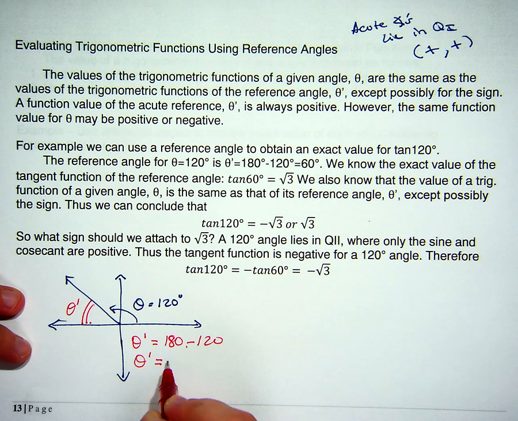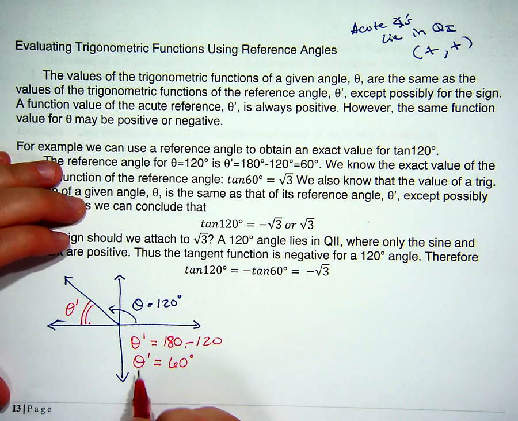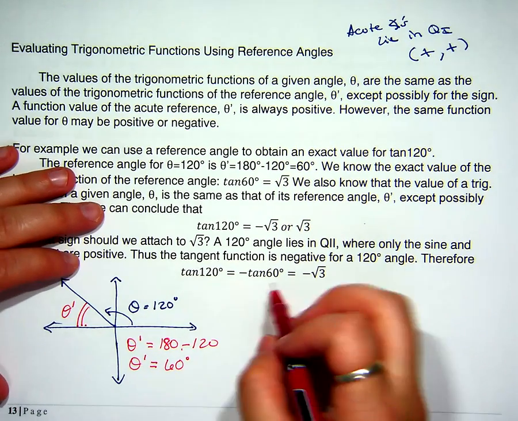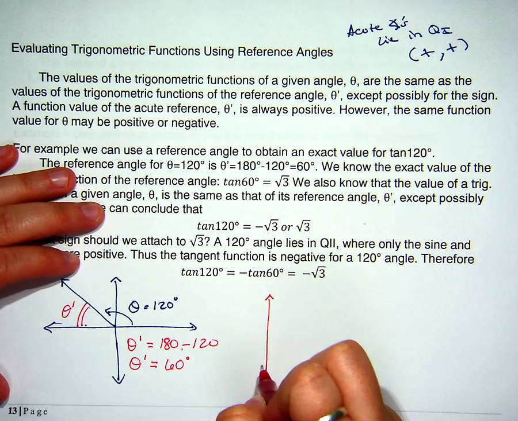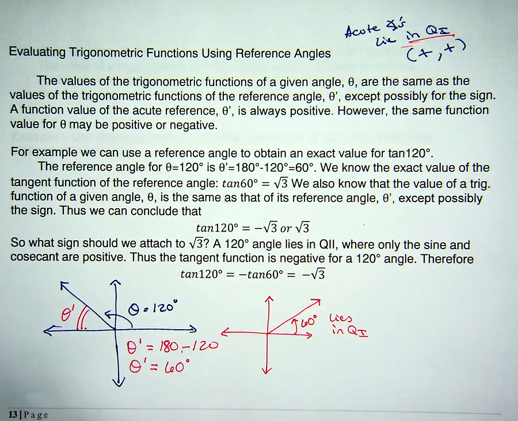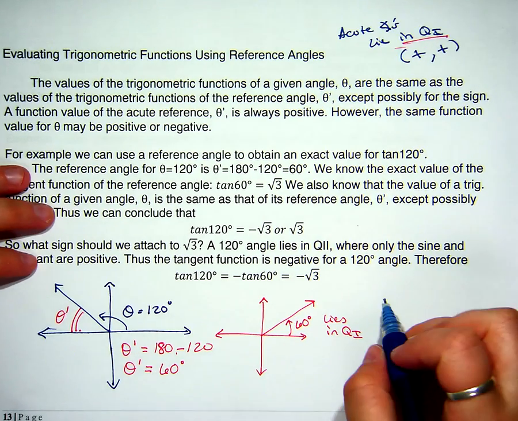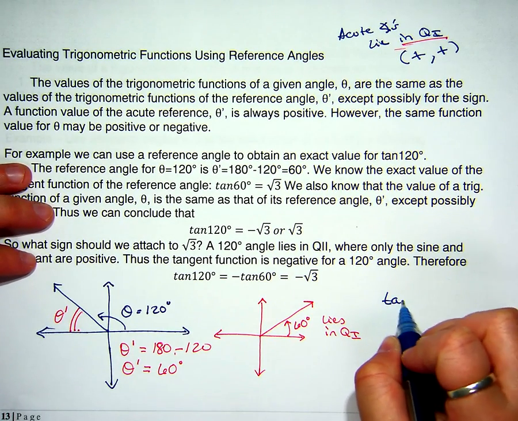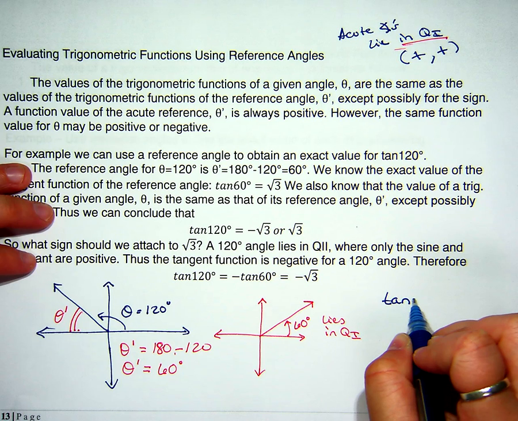However, if I were to draw theta prime, my reference angle, by itself on a graph, notice that theta prime, 60 degrees, lies in quadrant 1, which is exactly what we just mentioned, that acute angles lie in quadrant 1. So here's a question for you. What if I want the tangent function of 120 degrees?